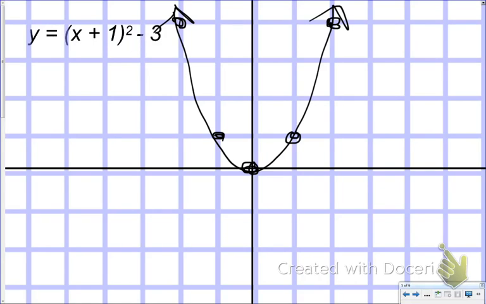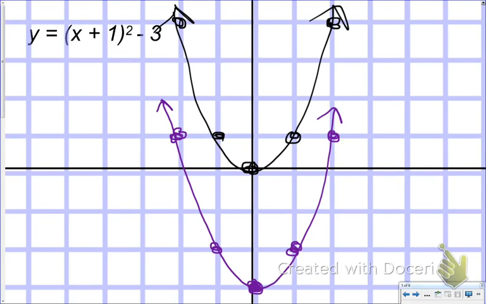So on your paper as well, if you have a different color, it would be helpful. If not, it's okay if you do it in the same color. But I'm going to move everything down 3 units. So I'm going to move this point down 1, 2, 3, and I'm going to put it right here. I'm going to move this point down 1, 2, 3, and put it right here. Same thing with this point and these points. Now, my purple graph is not the final answer yet. All that did was a vertical shift down 3. That's like an intermediate answer. I have one more shift to do.